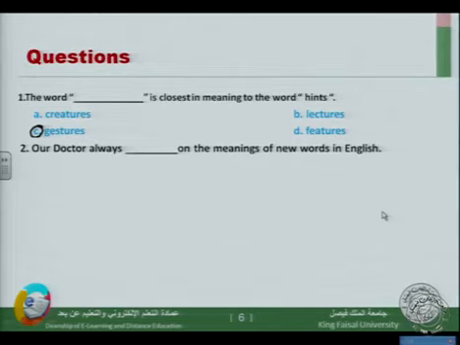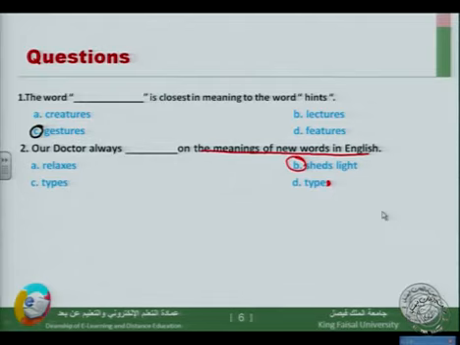Our doctor always on the meanings of a new words in English. Relaxes, sheds light, type or types. Our doctor always sheds light, focus, highlight on the meanings of a new word in English. And this is my advice for you. You need to understand the meanings of new words in English without using Arabic, because you're an English student. Okay?